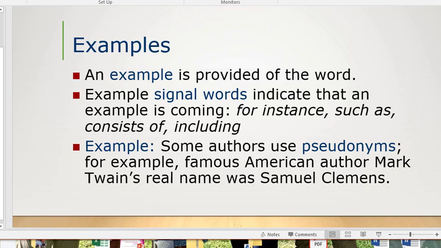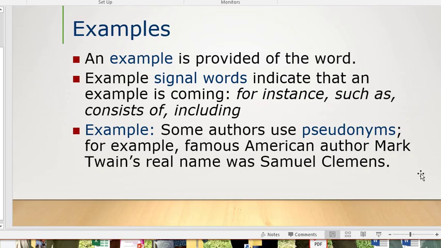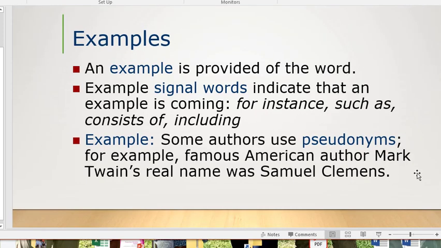So just be sure you use these methods as you are trying to determine the meaning of new words as you become a better reader.